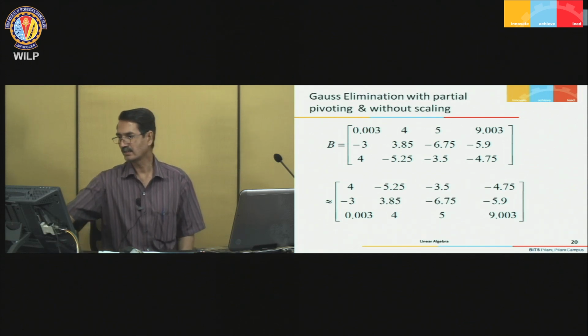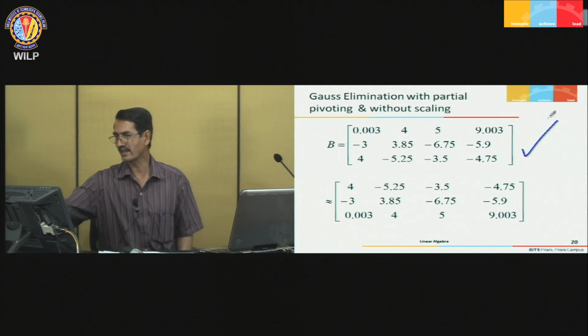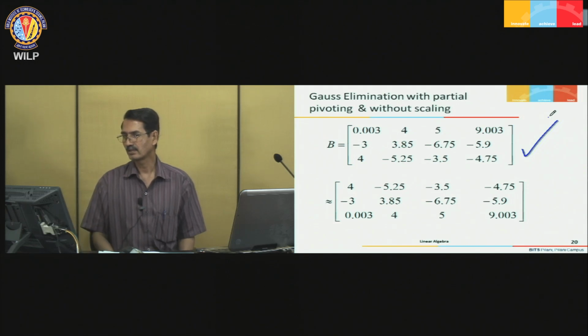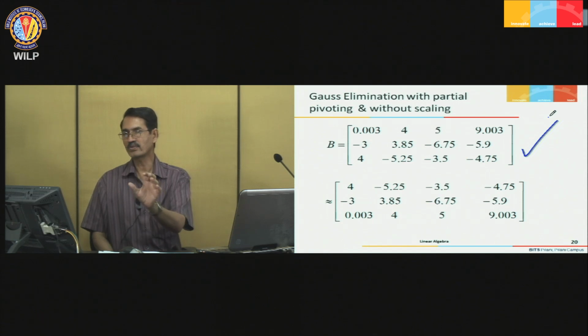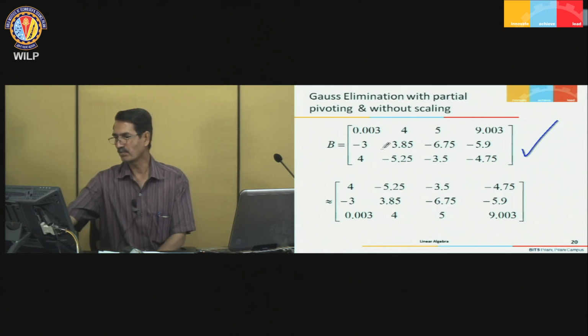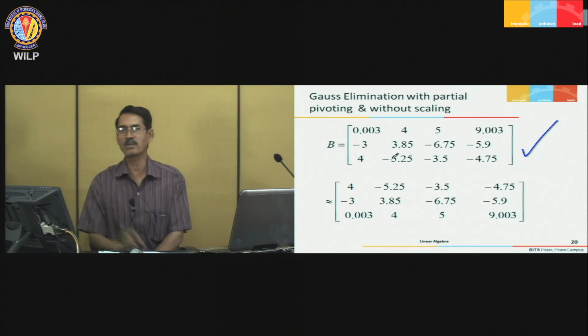So, look here, this is the augmented matrix. Here we shall not normalize each row of the matrix A. What does that mean? We shall not divide the first row by the element which is largest in magnitude. We shall not divide the first row by 5. In the second row we shall not divide by minus 6.75. In the third row we shall not divide by minus 5.25.